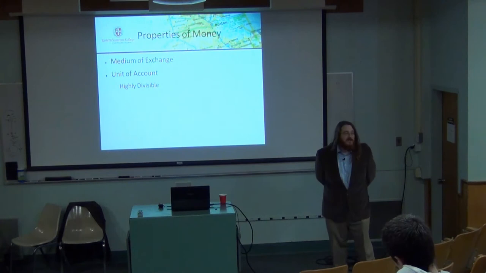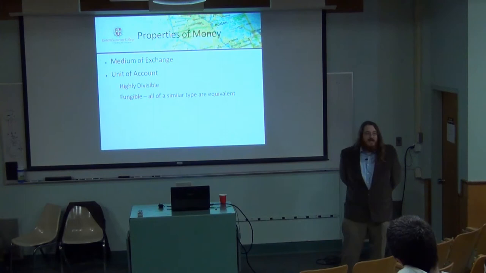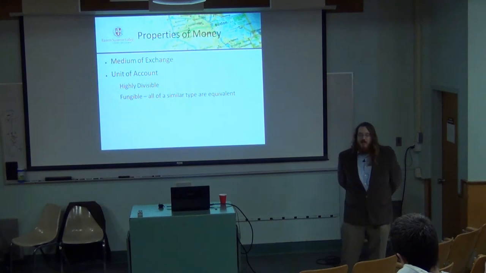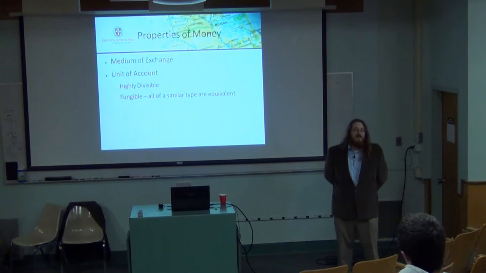Fungible. In other words, all of a similar type or equivalent. In other words, $1 is $1, and one US dollar is one US dollar wherever you go, right? There's not a difference between US dollars. Fungibility is also why art and other things actually don't work as money, right? A single piece of art is worth more than another piece of art. A Picasso is worth more than something painted by some J.F. Free.